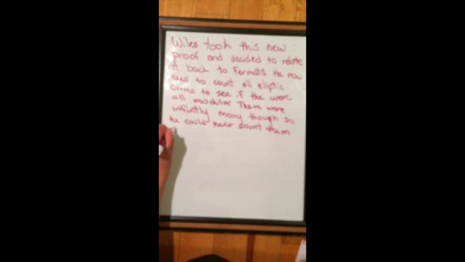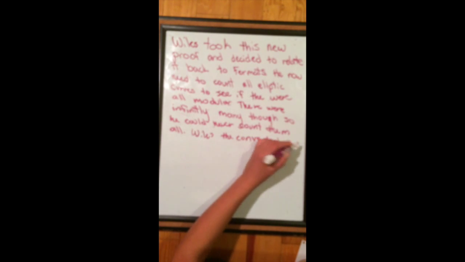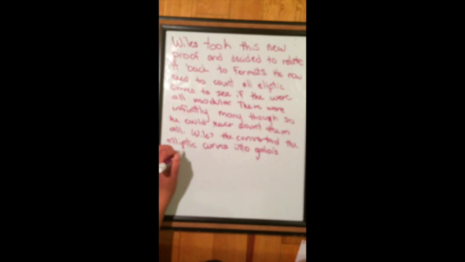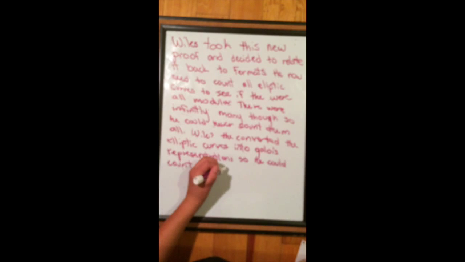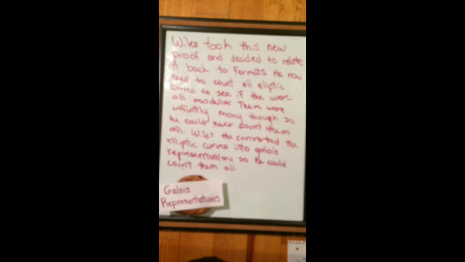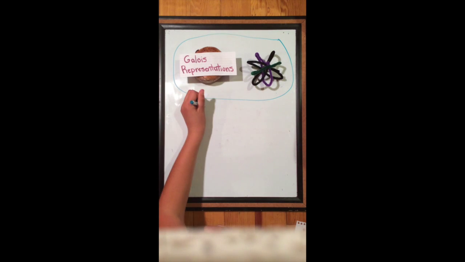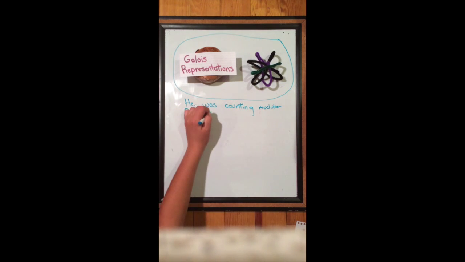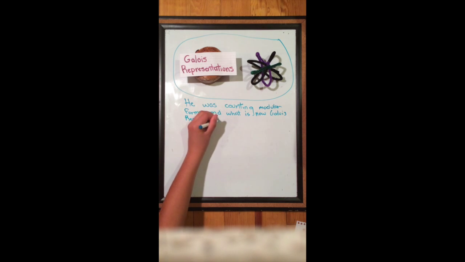Wiles then converted the elliptic curves into Galois representations. Galois representations would make elliptic curves and modular forms easier to count. So now we have our elliptic curve becoming a Galois representation. Since modular forms and Galois representations, or elliptic curves, became grouped together, it was easier to count them. Therefore, Wiles could count many of them.